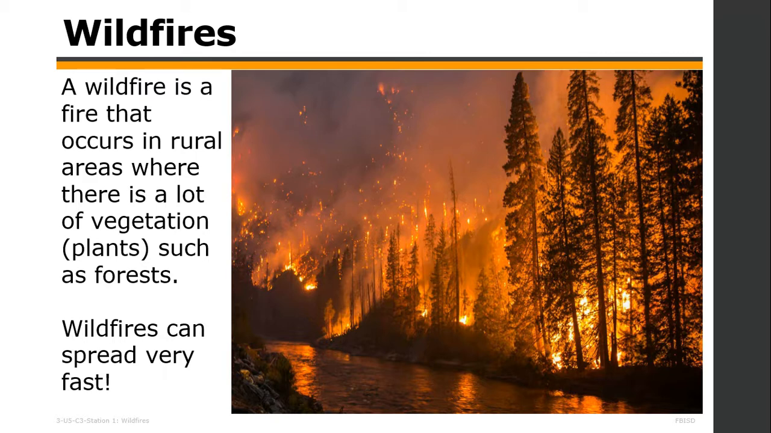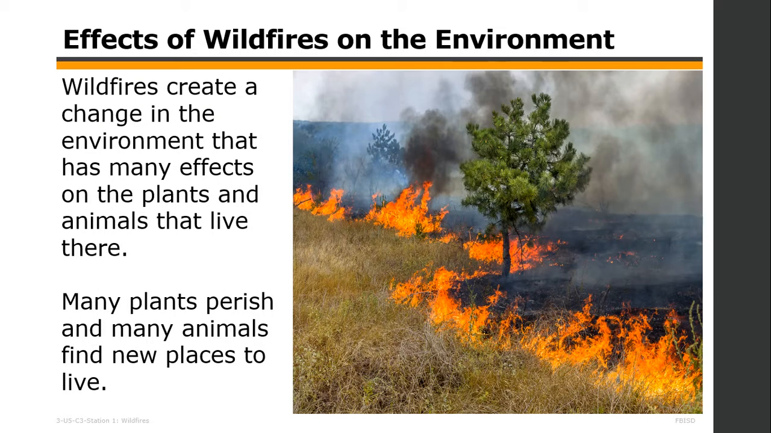A wildfire is a fire that occurs in a rural area where there is a lot of vegetation. That means a lot of plants and trees. This would be a forest. Wildfires can spread very, very fast. Wildfires create a change in the environment that has many effects on the plants and animals that live there. Many plants will perish and many animals will have to find a new place to live.